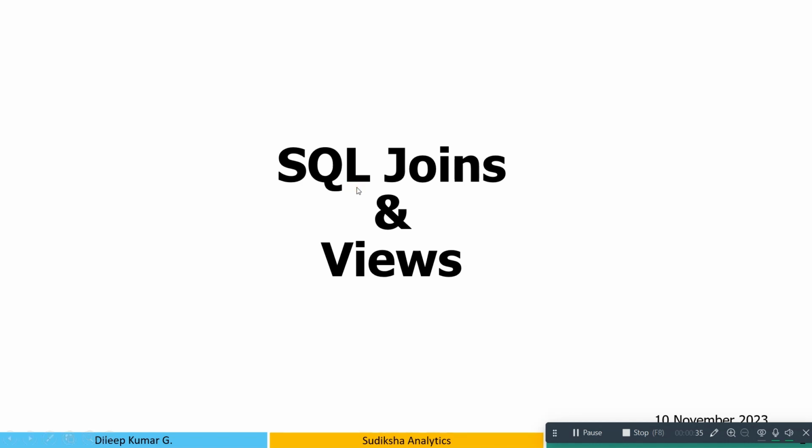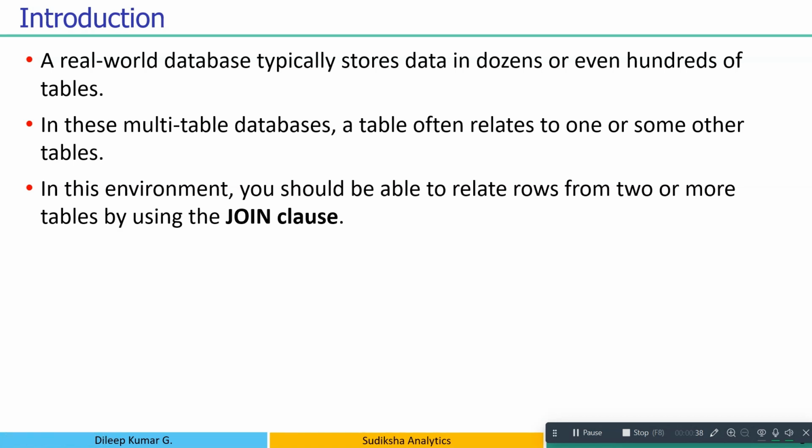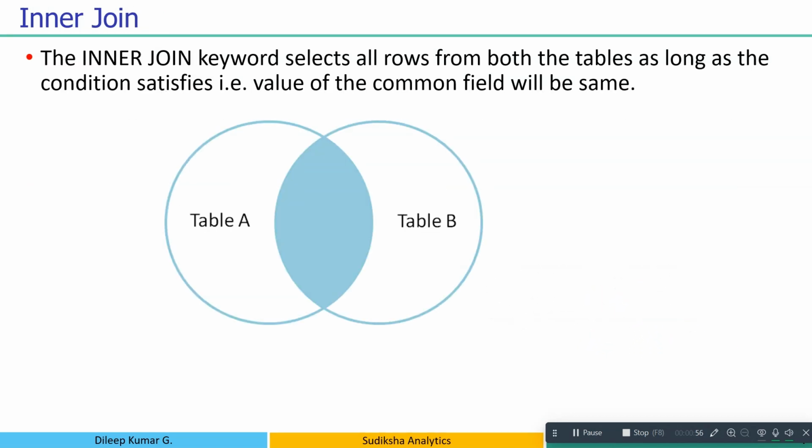So basically, when you have data in multiple tables, how to get the data? In a real world example, you might be having data in different tables. So joining helps us to collect the data from multiple tables. There are different types of joins. The first is inner join. So inner join means selecting rows from table A and table B. These are the two separate tables. Now inner join means collecting the rows from both table A and B based on the common field. So this is inner join.